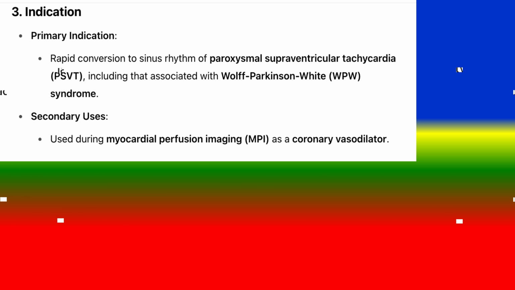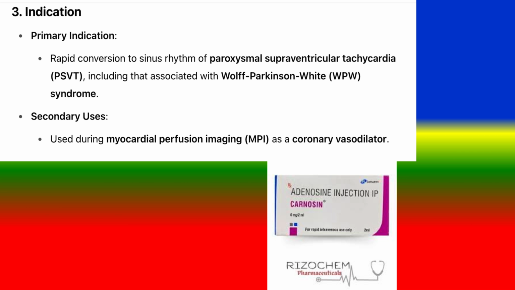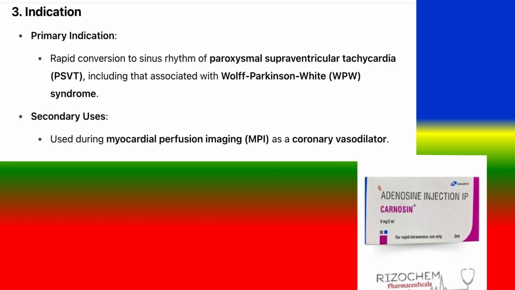3. Indication. Primary indication: rapid conversion to sinus rhythm of paroxysmal supraventricular tachycardia, PSVT, including that associated with Wolff-Parkinson-White (WPW) syndrome. Secondary uses: used during myocardial perfusion imaging, MPI, as a coronary vasodilator.